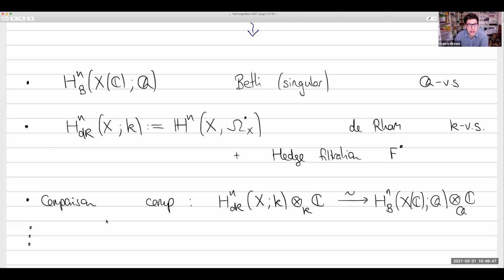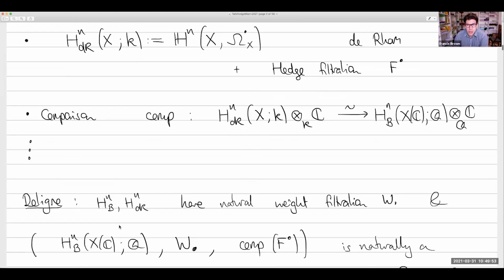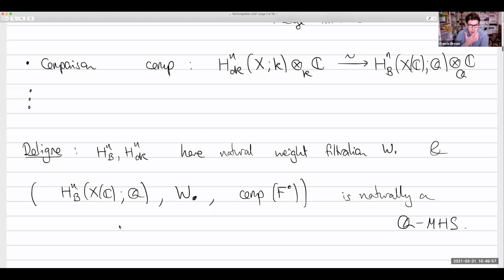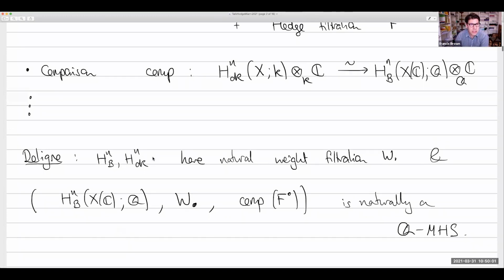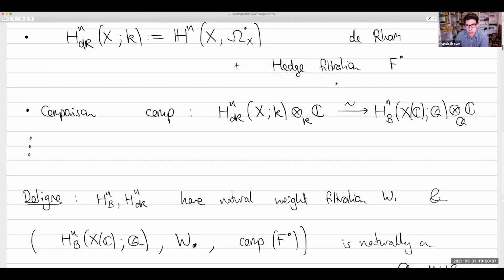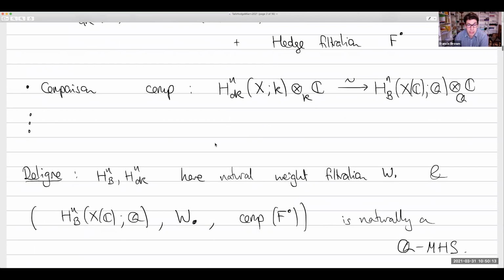There's a whole bunch of other structures that we may or may not wish to think about. So Deligne showed many years ago, of course, as everybody knows, that in addition to this structure, there is a weight filtration, which is natural and which is geometric. It is not like the Hodge filtration, which is something peculiar to the de Rham theory. The weight filtration is geometric.